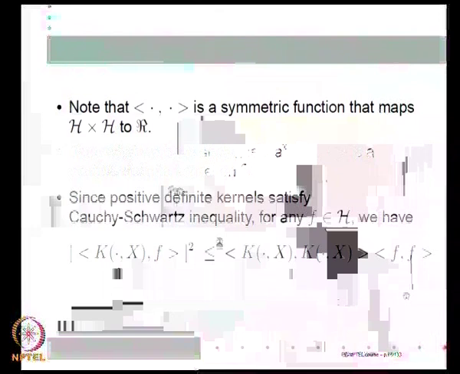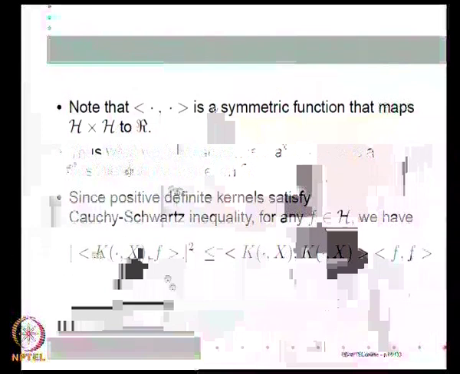Because it is a positive definite kernel on H, we know that it satisfies the Cauchy-Schwarz inequality. What does the Cauchy-Schwarz inequality mean? The kernel value at x1 comma x2, whole squared, is less than or equal to the kernel value at x1 comma x1 times the kernel value at x2 comma x2. So if I take any two elements from H, the square of their inner product is less than or equal to the inner product of element 1 with itself times the inner product of element 2 with itself.